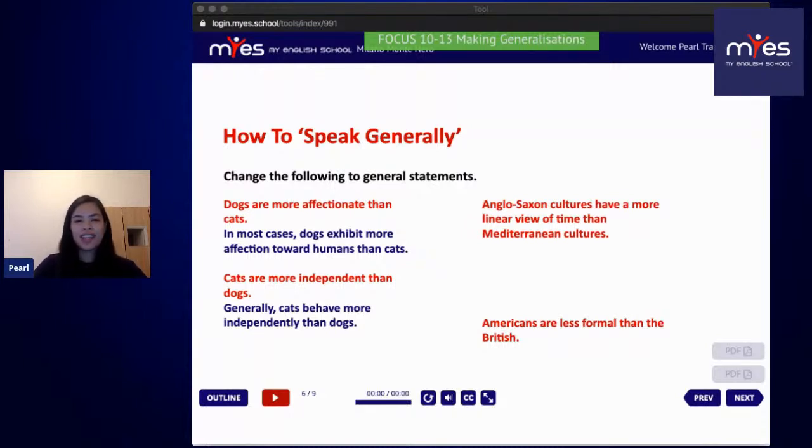But I've seen some not so formal British people. Federico, generally Americans dress more casual than British people, but I don't know if that's true. They dress more casually. I don't know. I think maybe.